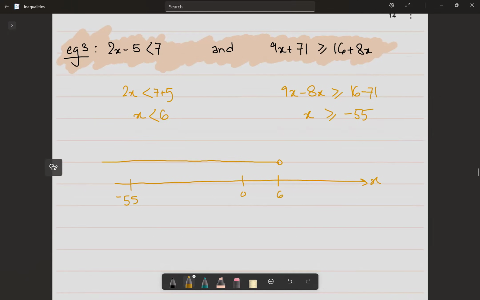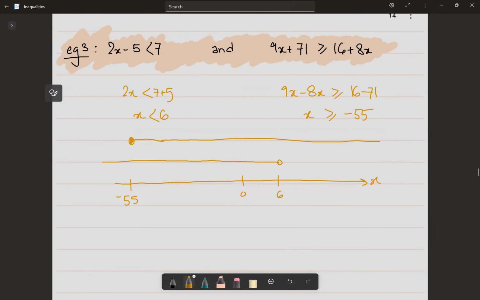Then we have a critical value which is minus 55. So we give a circle at minus 55. We see that we have a greater than equals to sign. So for greater than equals to sign, we have to fill the circle and then x is greater than equals to minus 55. So all values of x are on the right side of this number. So they are bigger than the number. So the arrow goes to the right side.